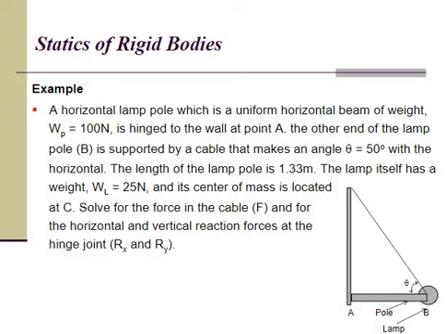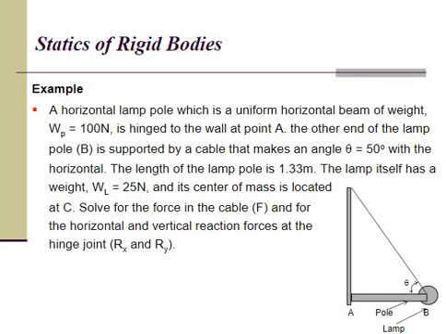Here we have a horizontal lamp pole, which is a uniform horizontal beam of weight 100 Newton. It is hinged to the wall at point A. The other end of the pole is supported by a cable here at point B, making an angle theta of 50 degrees with the horizontal. Now, the length of the pole is 1.33 meter. The lamp itself has a weight of 25 Newton, and the center of mass is located here at the middle. We will refer to this as point C.